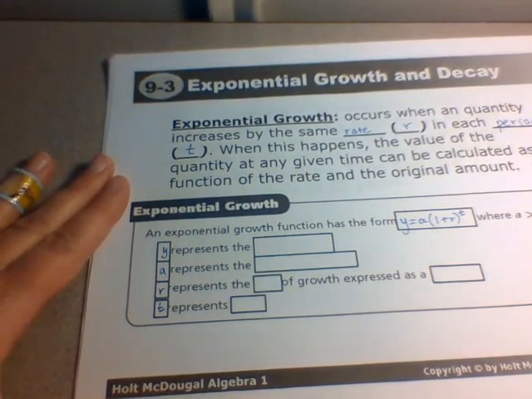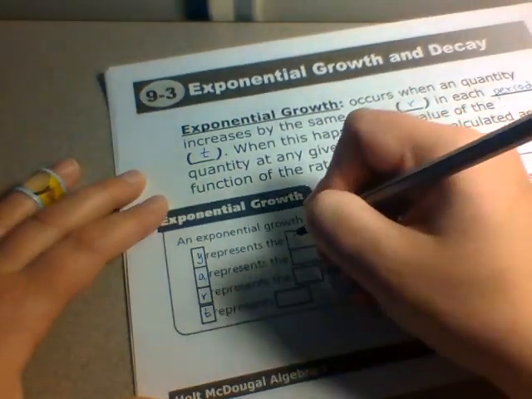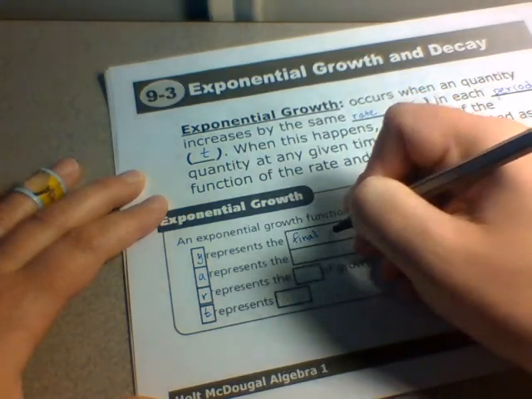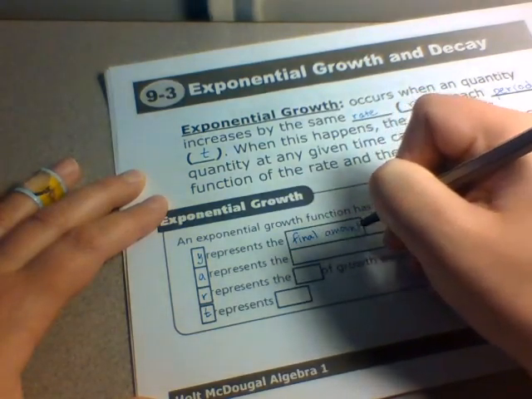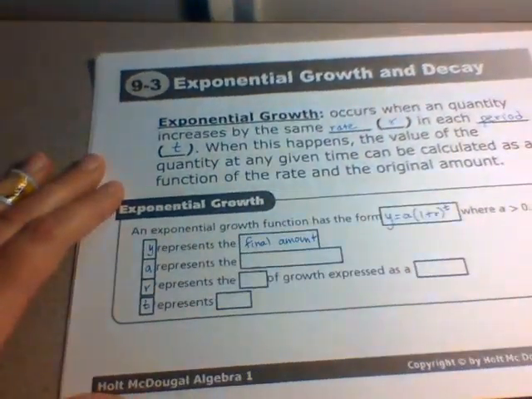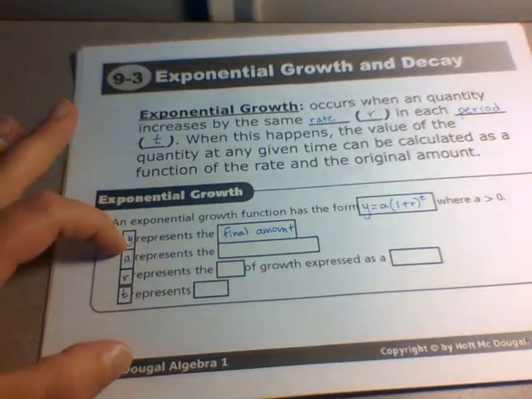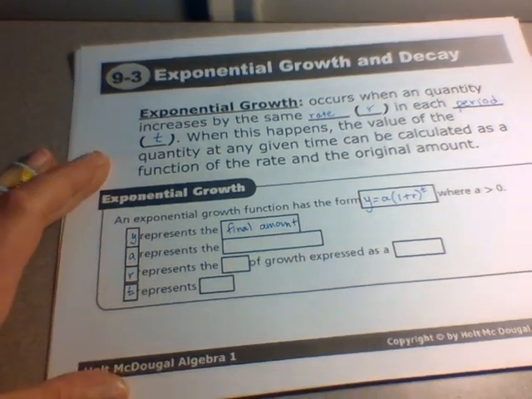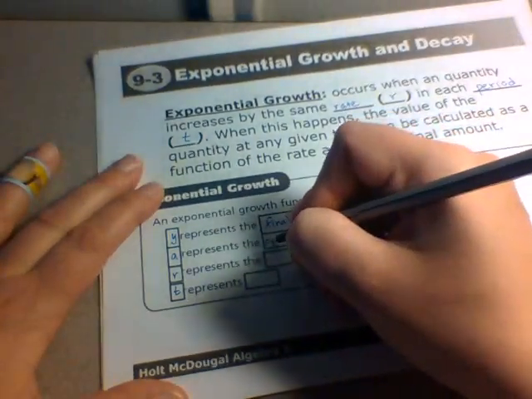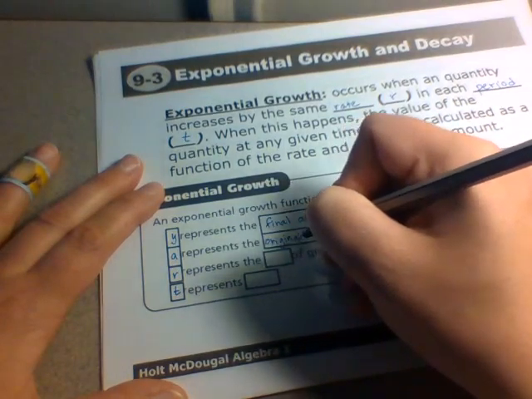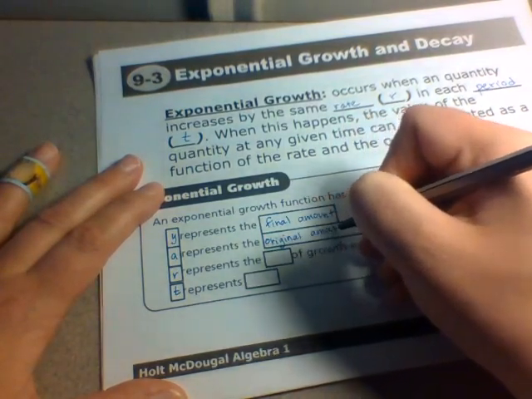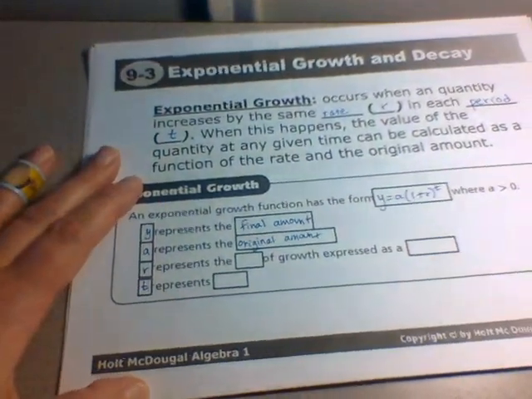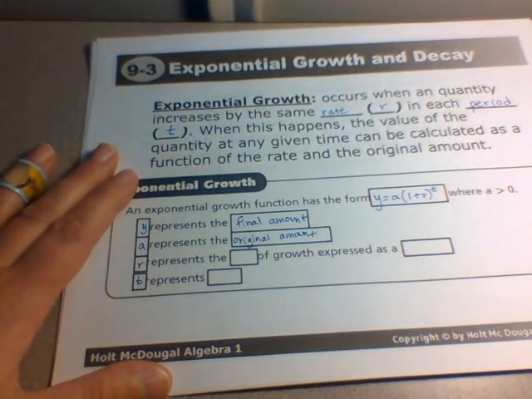So y represents the final amount. So if you're talking about something growing over a 5-year period, y is the final amount, or the end result. A is representing the original amount of whatever it was that you started with. So for instance, if you're investing, it's the amount you start with when you invest, or if you're calculating the growth rate of a population, it's the starting population.